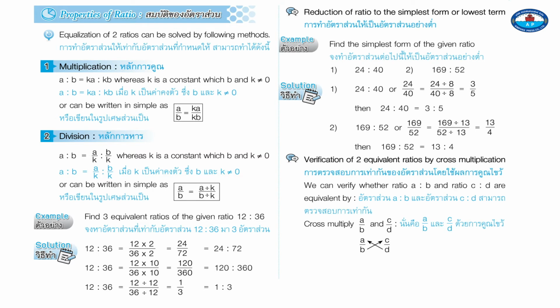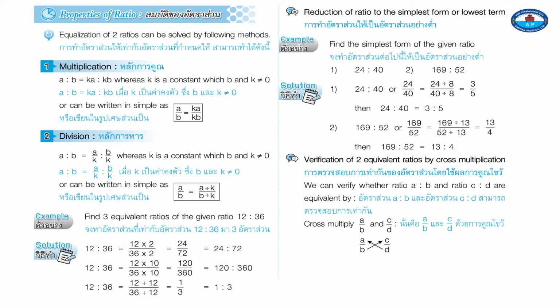Reduction of ratio to the simplest form or lowest form. Example, find the simplest form of the given ratio. 1. 24:40. 2. 169:52. Solution. Number 1.